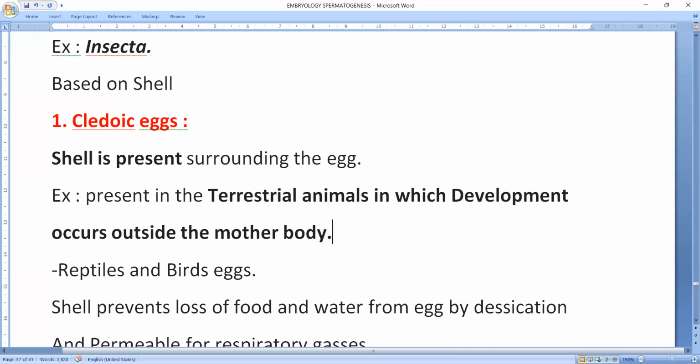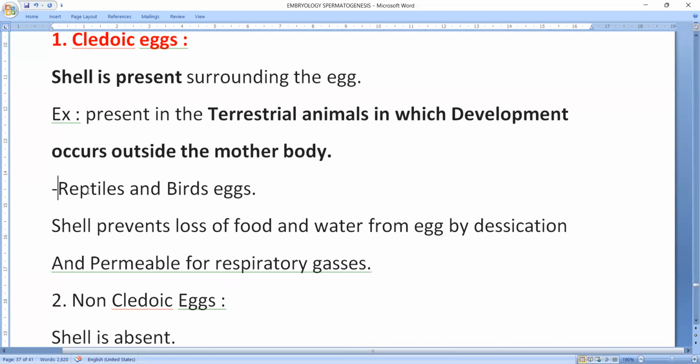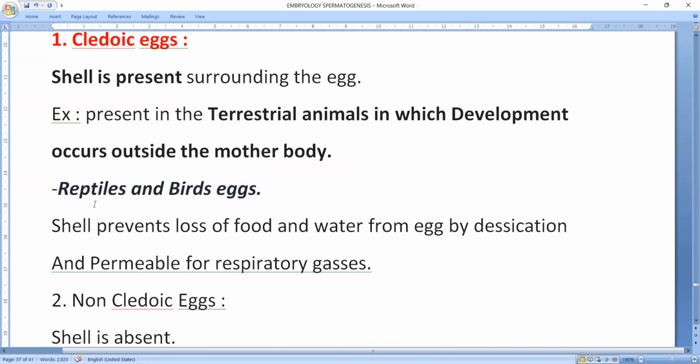So to overcome that problem, okay, even though the fertilization is internal, due to lack of womb or uterus, these animals have adapted this mechanism, having shell surrounding their fertilized egg. Okay, so here the reptiles and birds eggs are very famous, which are surrounded by shell.